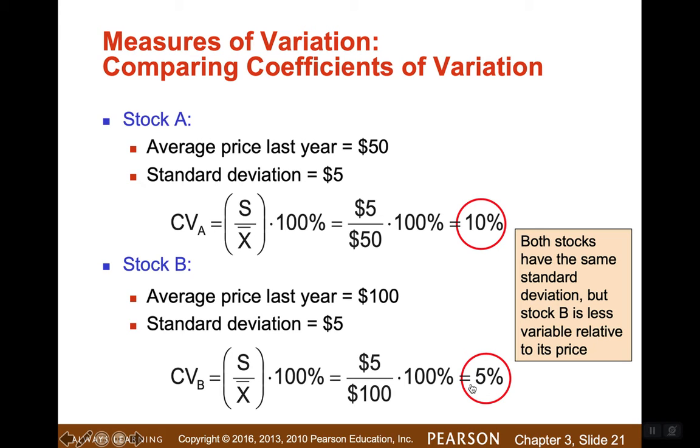So what is that telling us? In this case, we're going to compare two stocks. Both stocks have the same standard deviation, but B is less variable relative to its price. So once again, it's a relative measurement that we can use to compare the characteristics of two sets of data.